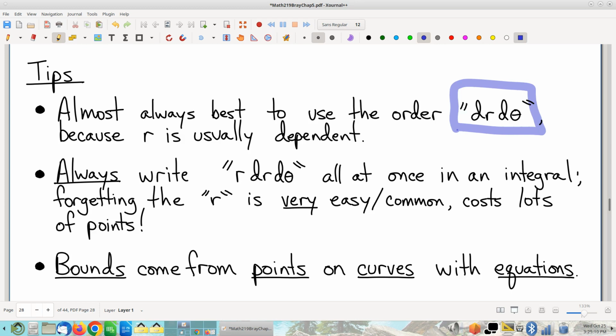Okay. The other thing I want to say about your sort of differentials is when you write them down, when you write down your dr d theta, please don't ever just write them down as dr d theta.